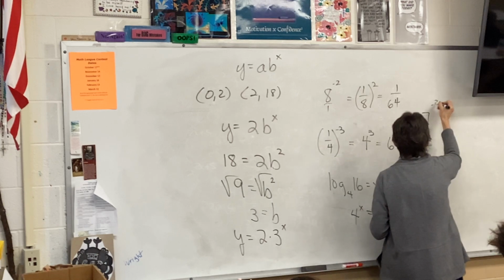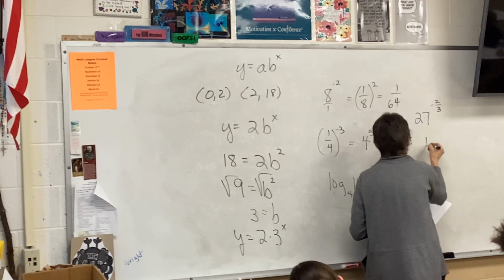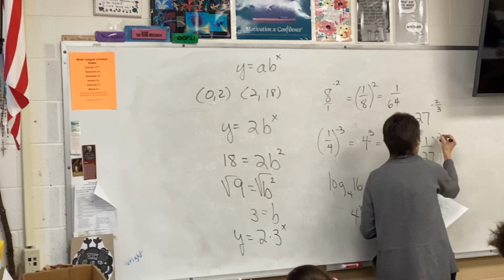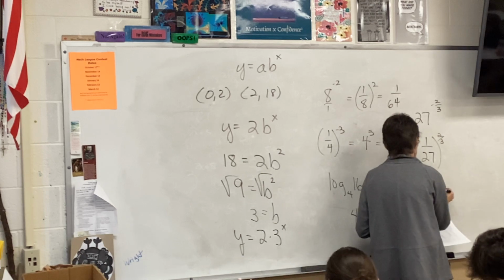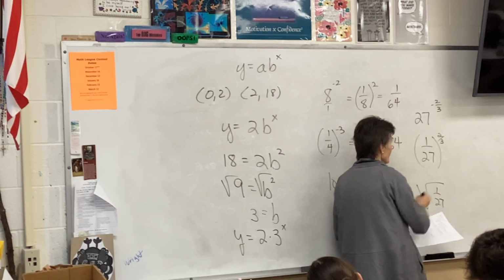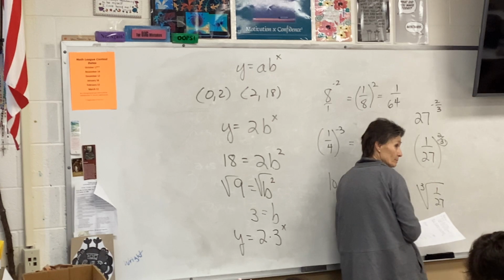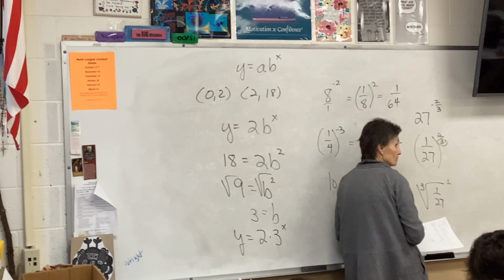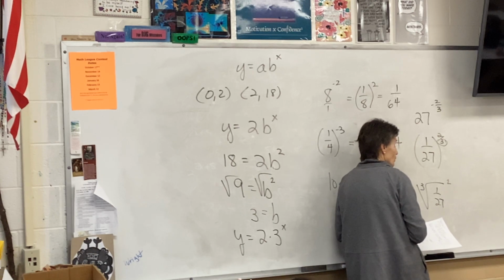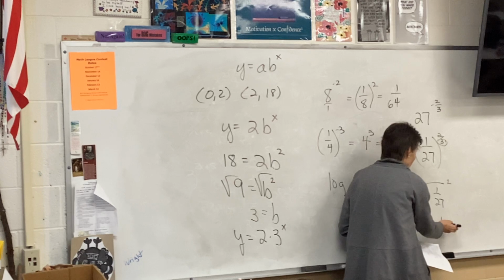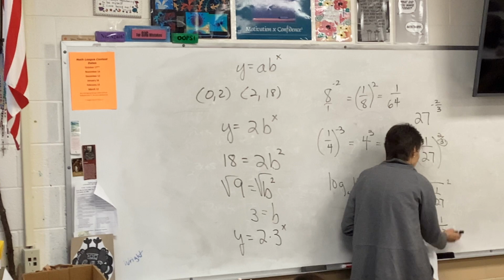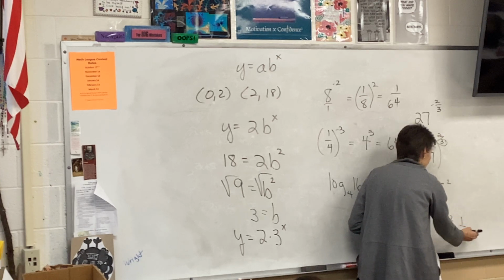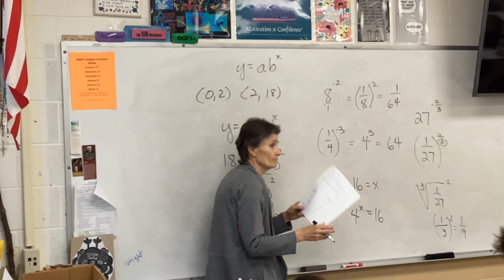27 to the negative 2/3. 1 over 27 to the 2/3. They're throwing that radical at you. That's a radical with a 1/27 under it. It's a cube root, squared. Some of you are on a roll here, good work. Cube root of 1 is 1. Cube root of 27 is 3. But you gotta square it, don't forget. So the answer is 1/9.